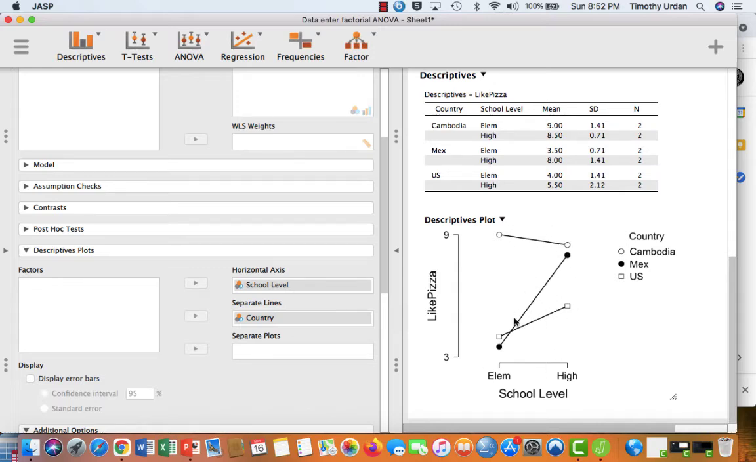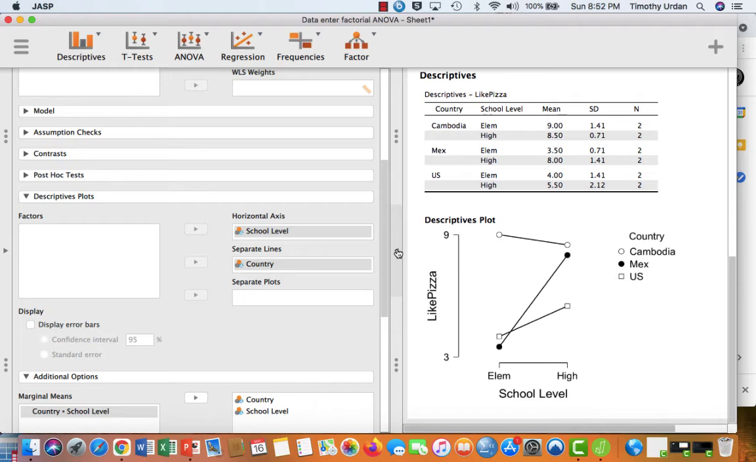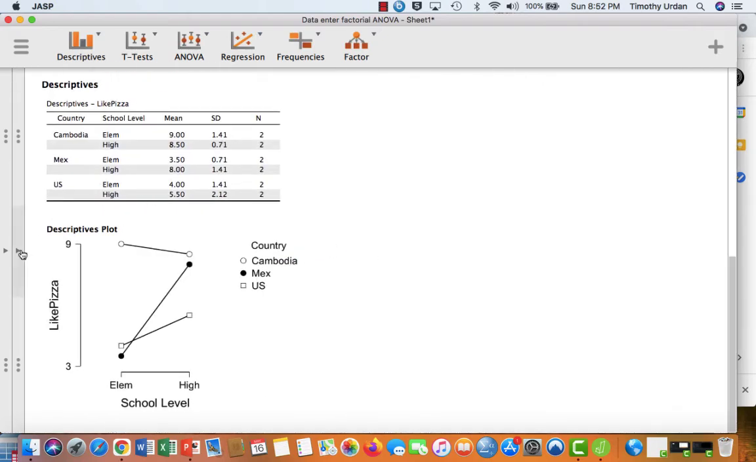This is pretty flat. This is going way up. This is going up less. Those patterns look different depending on the country. That looks like an interaction. And again, it would have been an interaction if we had a bigger sample size.